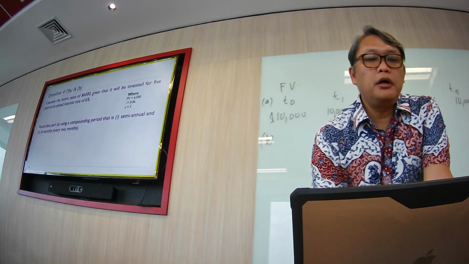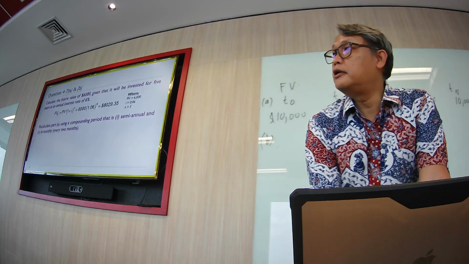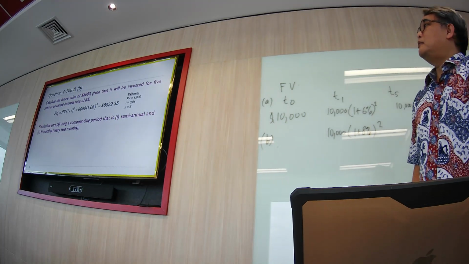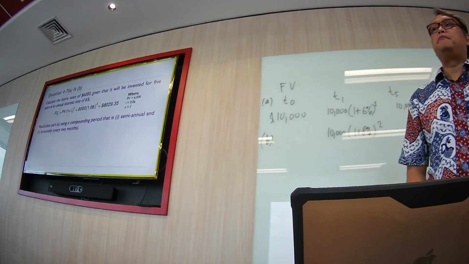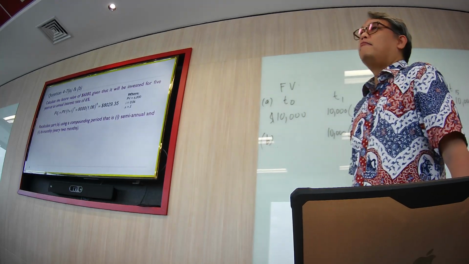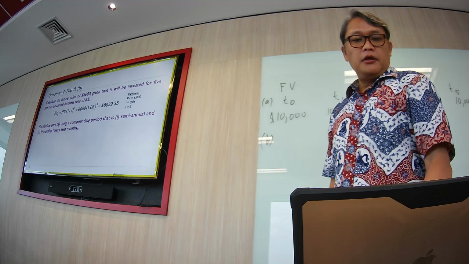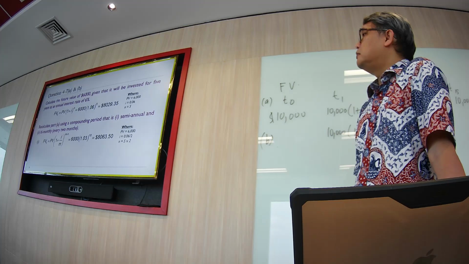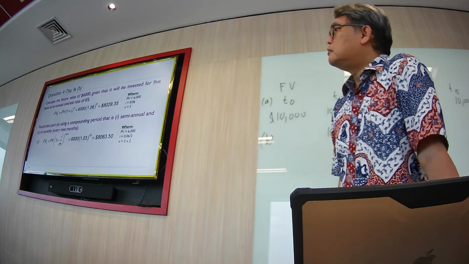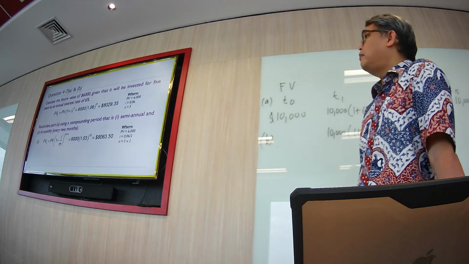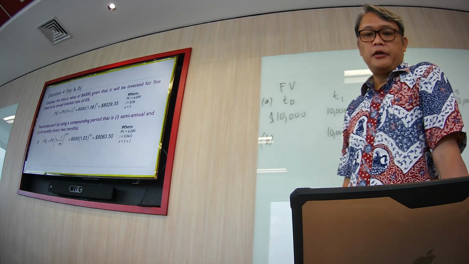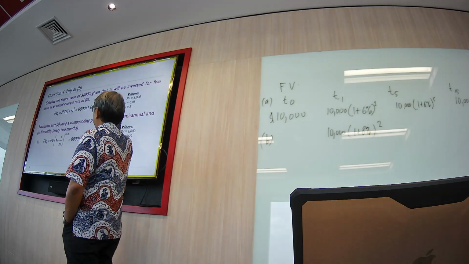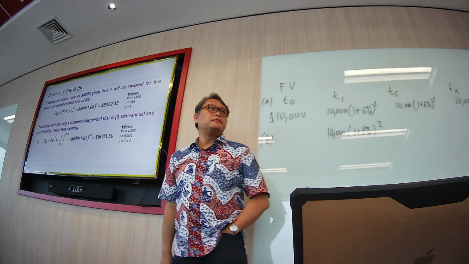Okay, so this is for A, right? 6,000 compounded for 5 years, interest rate 6%. Right? And then recalculate semi-annual and then bi-monthly. 10 means twice a year times 5 years, right? 10. Okay.